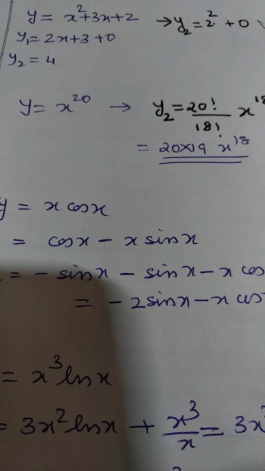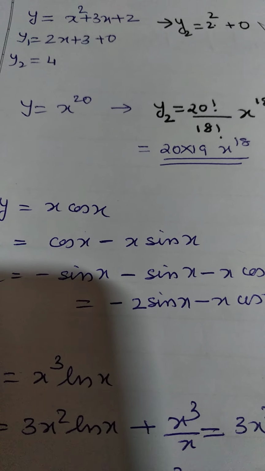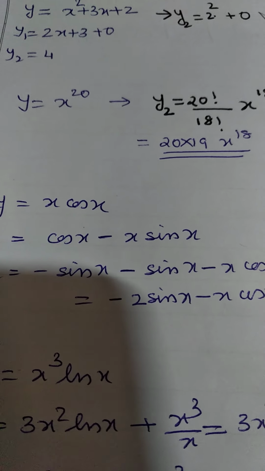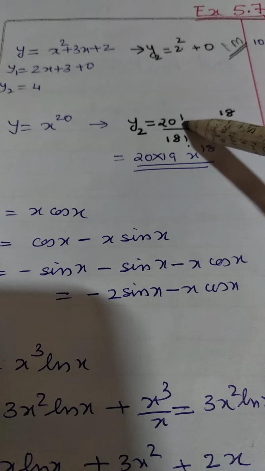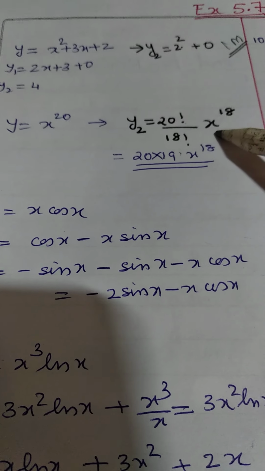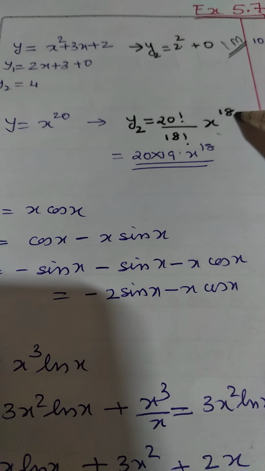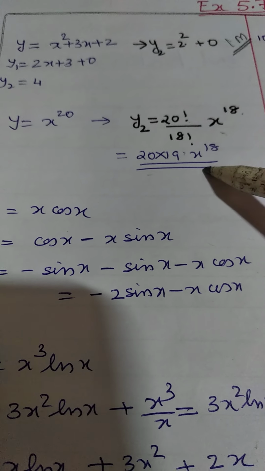It's just similarly y is equal to x to the index 20. The formula is there on the previous page. I have explained it. What will it be? 20 factorial upon 18 factorial, and x to the index 20 minus 2, that is 18. So that makes it this.